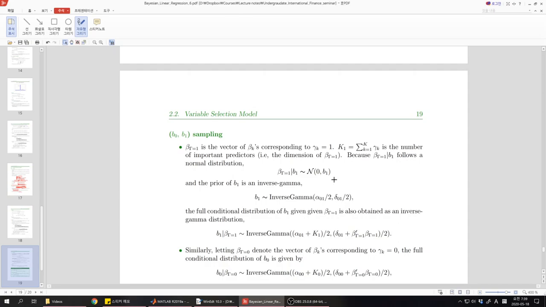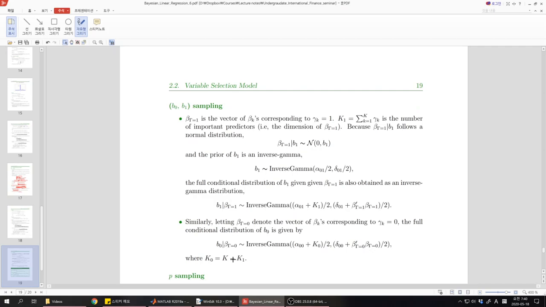And how to compute residuals? Dependent variable minus conditional mean, and the conditional mean is 0, right? So then beta with gamma equals 1 itself is the residual, right? So beta prime times beta is now the sum of the squared residuals. B1 should be sampled from this inverse gamma distribution. So this is the full conditional distribution of B1.